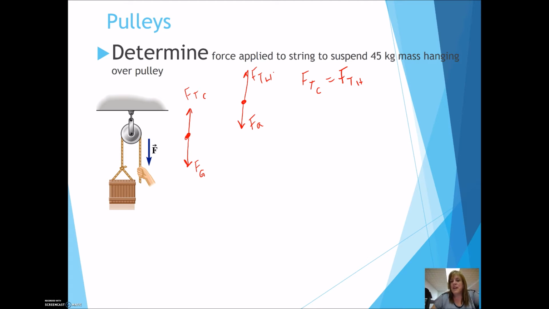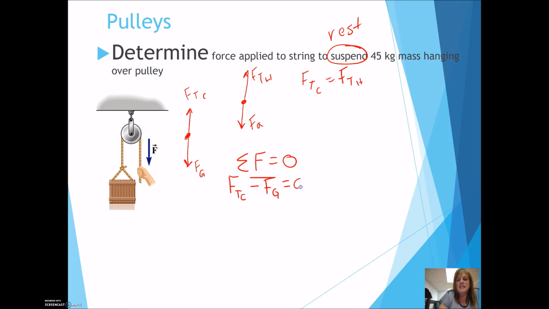First, let's find out. If I'm suspending the crate, that suggests that I'm at rest. So I'm going to use Newton's first law, which says the sum of the forces has to equal 0. Where do I get numbers? I have them over here. I know that the force of tension on the crate is up, and the force of gravity, Fg, is down, and that has to equal 0. So the force of tension on the crate has to equal the force of gravity.